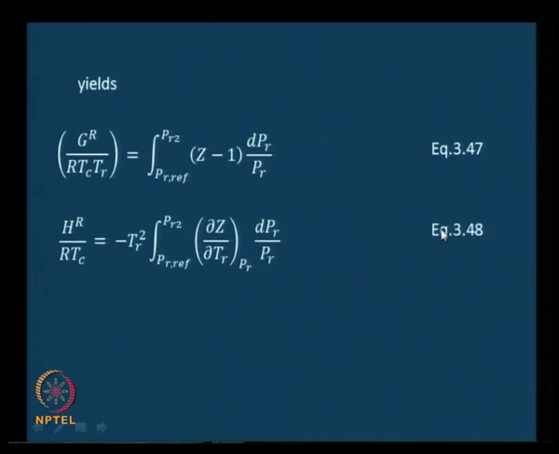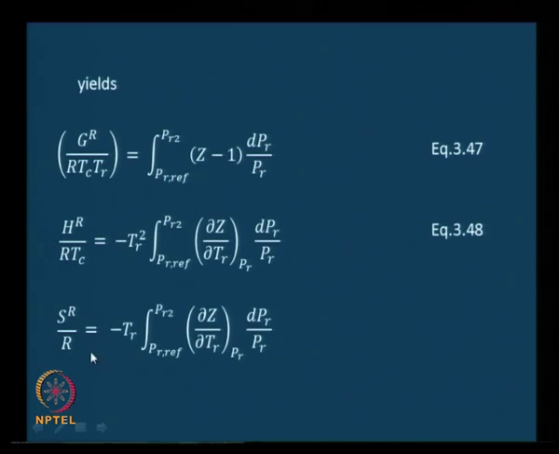We will call this equation 348, and Sr by R would turn out to be minus Tr integral of Pr reference to Pr2 dou Z dou Tr at constant Pr dPr by Pr minus integral from Pr reference to Pr2 Z minus 1 by Pr dPr. Therefore, we have all these in terms of the reduced properties, and since the reduced properties are applicable over a large variety of gases, you could apply these equations without the need for particular data for particular gases.